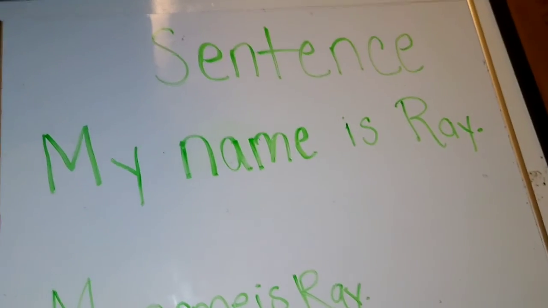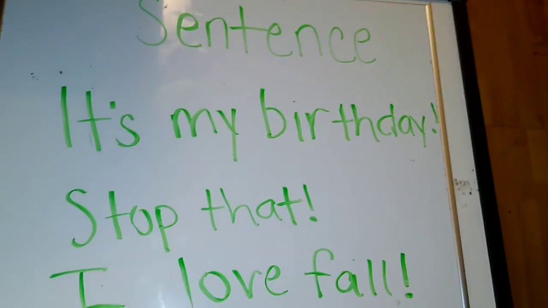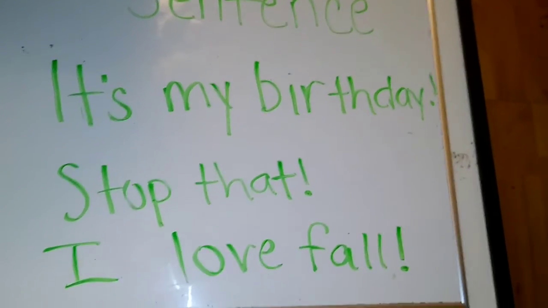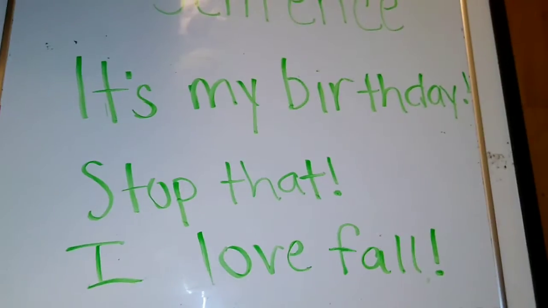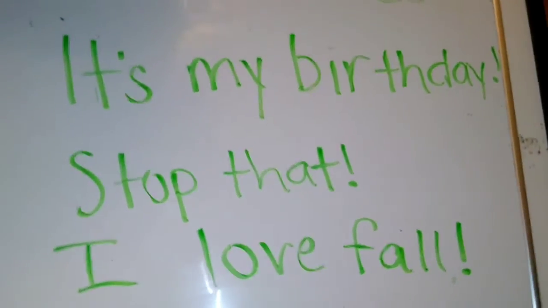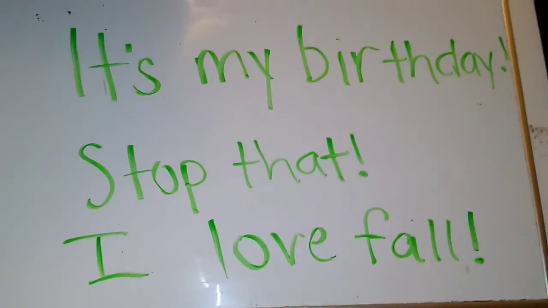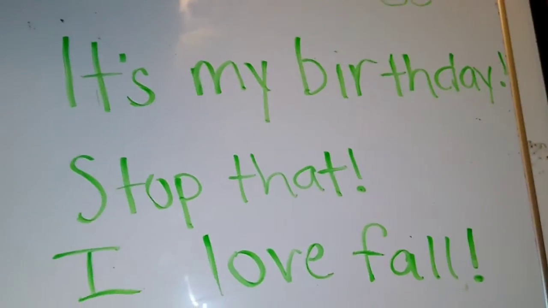Now we're going to try to use an exclamation point. All right, so these are some sentences that we have come up with for our exclamation point. It reads like this, because you're going to use a little bit of emotion when you use the exclamation point. It's my birthday! Stop that! I love fall! So those are the ways that you use the exclamation point.